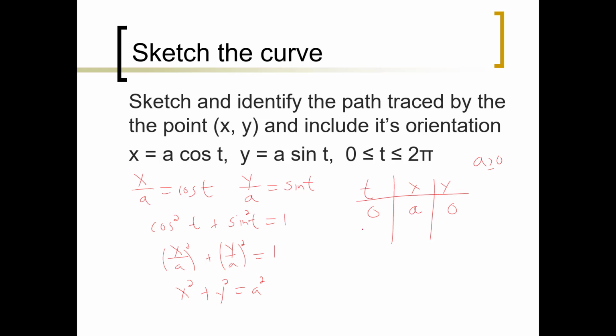If t would be, let's say, pi over 2, you'll see that x is 0 and y is a. Now you're on the positive y-axis. If t is pi, you would then have negative a and 0. And then if I keep going around to 2 pi, you would get a and 0. So if I were to sketch this curve, it actually has to be the entire circle. It just starts at the point along the positive x-axis whose distance from the origin is a. It would then be the circle going all the way around once. And in this case, notice it's going in the counterclockwise direction.